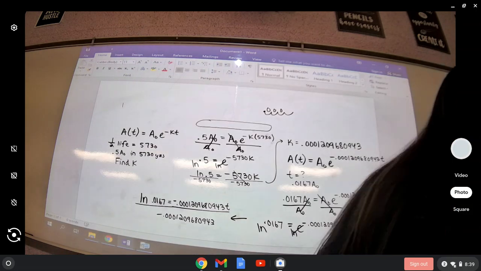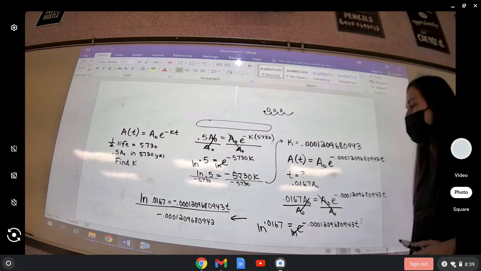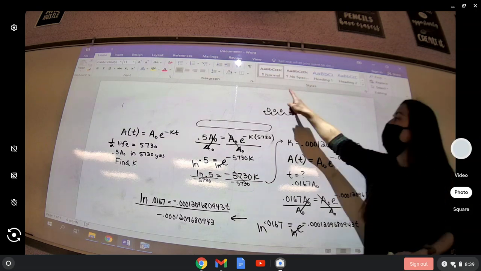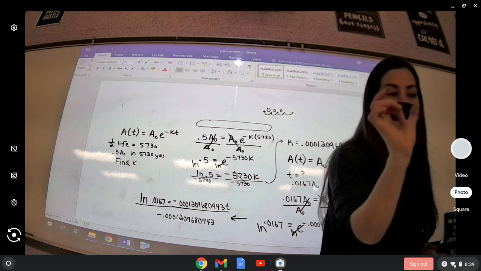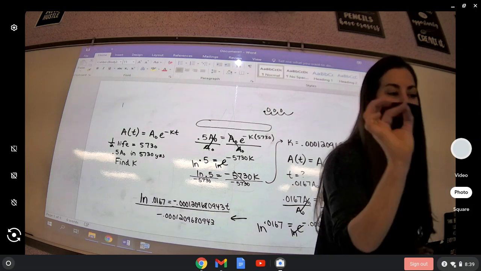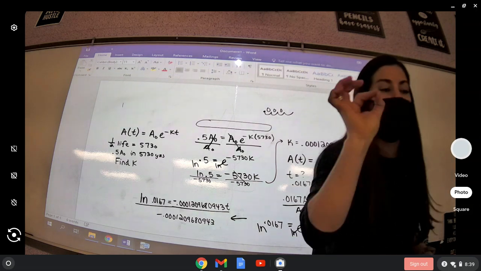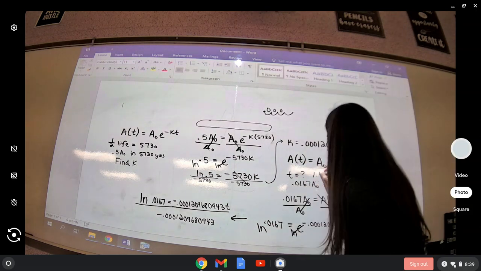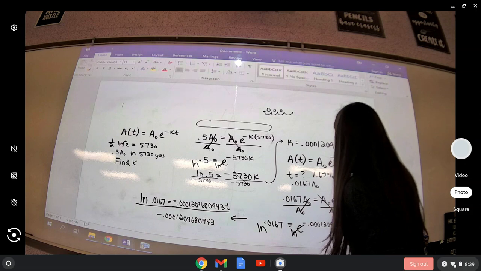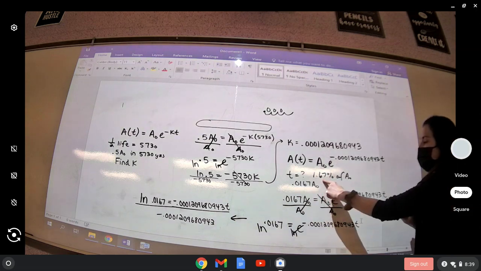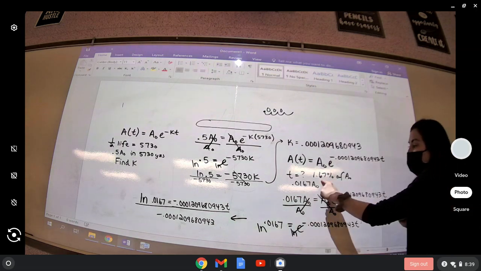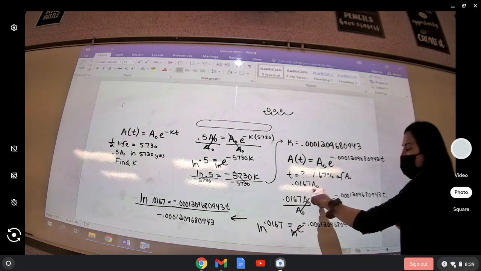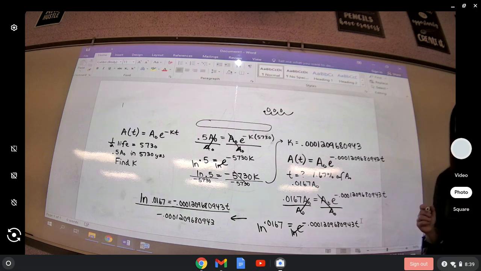Go ahead, who's got a hand? I have a question. Go ahead. Where did you get the 0.0167? The problem said that the item that they found had 1.67% of the original amount of carbon left. So we used 1.67% of a sub 0. You have to change this to a decimal. So 0.0167 of a sub 0, of the original amount of carbon.